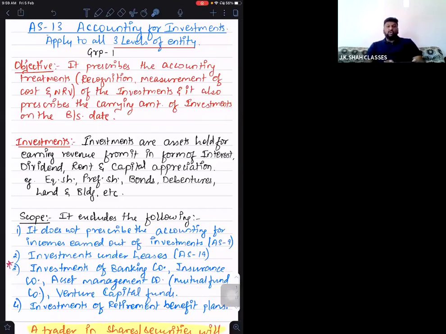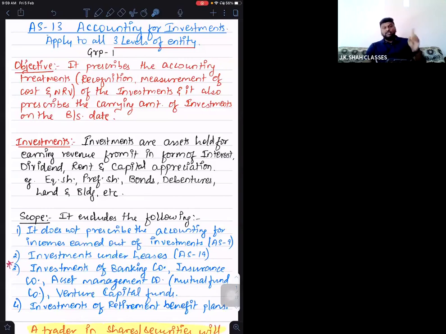Right? Now let us understand what we exactly mean by investments. Sir, I'll talk in a layman's language, in a very simple language. Investments are your assets. Investments are your assets which you have held only for the purpose of earning revenue out of it. Investments are your assets which you hold only for earning revenue in the form of interest, dividend, rent, and capital appreciation.